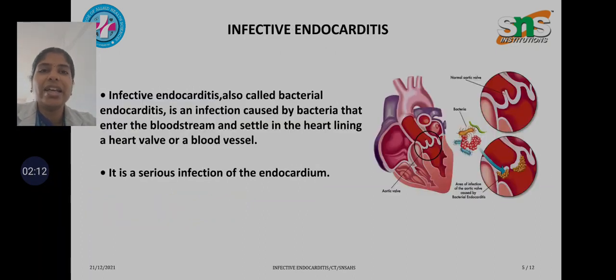And here, infective endocarditis is also called infective bacterial endocarditis. The infection is caused by bacteria that enter the bloodstream and settle in the heart lining, heart valves and blood vessels. It is a very serious infection of the endocardium. See the picture which summarizes the infection in the aortic valve. And this one is a normal aortic valve.